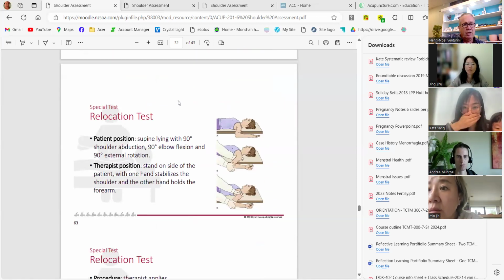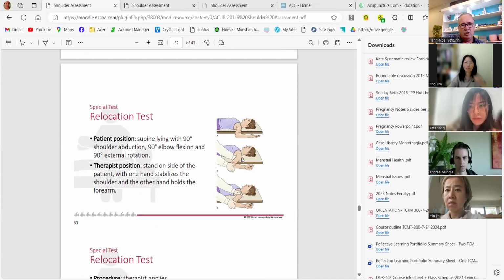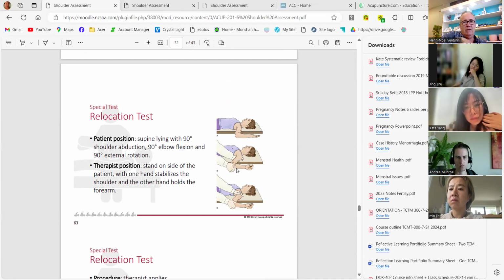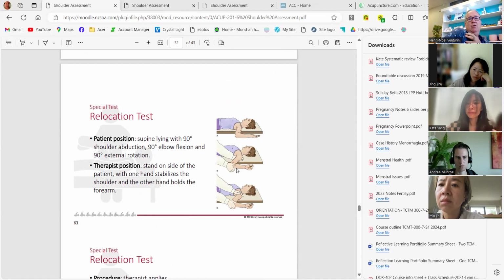This is a relocation test. You probably won't be doing this test very often. You're asking your client to lie down, so you're flexing the shoulder, so you're putting pressure on the shoulder, and the elbow's off the table, so you can gently push down and just see how the ligaments are holding the shoulder in stability. If it's unstable, the shoulder will pop out. If it's stable, there'll be tension, and you won't be able to. And the test will be quite strong. You won't be able to do that.